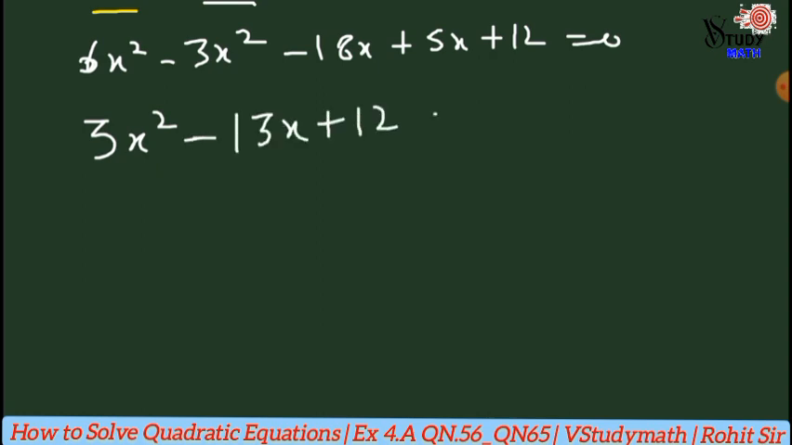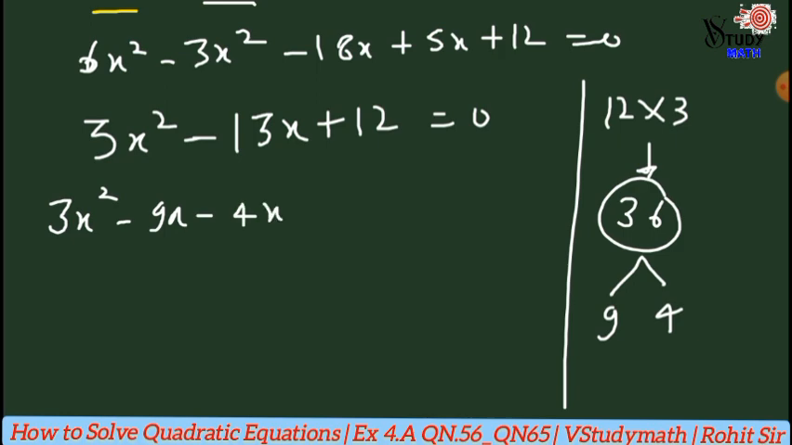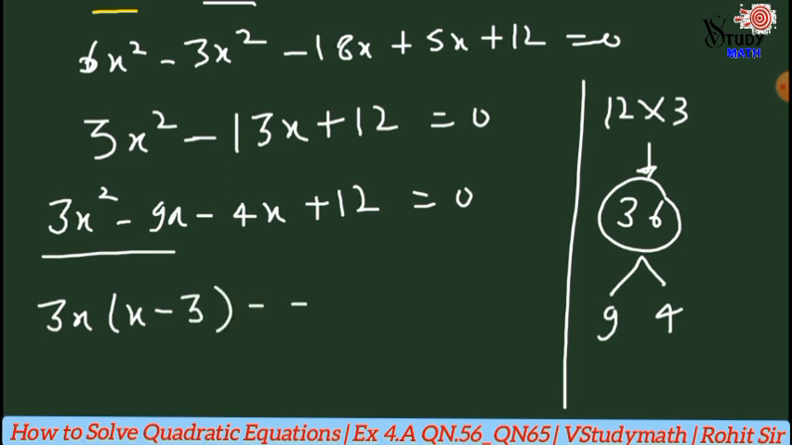Now 12 is going to multiply 3 and it is equal to 36. Now we have to find two factors of 36 whose sum is equal to 13, that is 9 and 4. So let's solve this question. We have 3x square negative 9x negative 4x plus 12 is equal to 0. Now take common. 3x is common, x minus 3, negative 4 is common, then x negative 3 is equal to 0, then x minus 3 is common here, then we have 3x negative 4 is equal to 0.